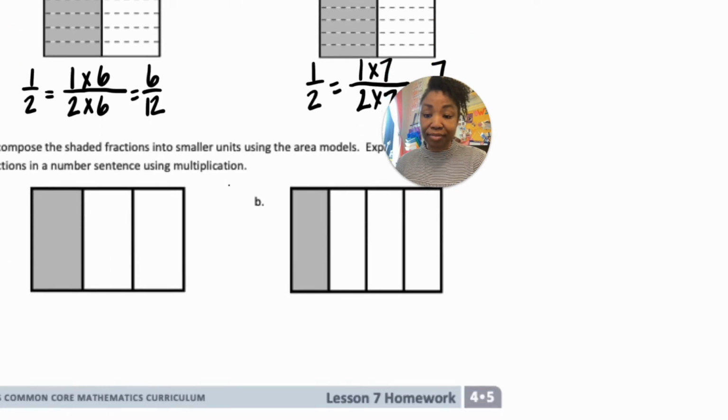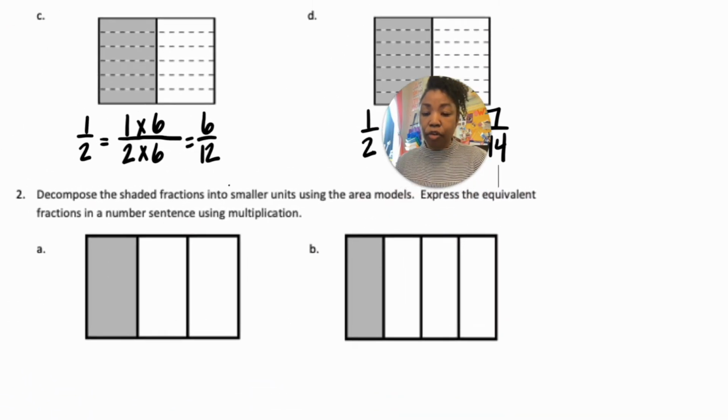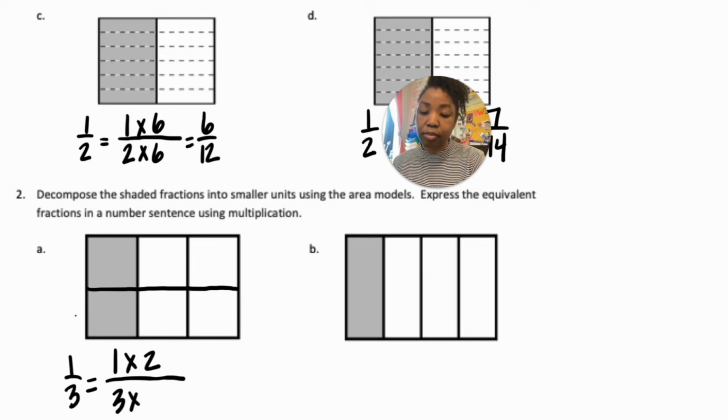Let's move on. Now for number 2, we're going to decompose the shaded units into smaller units using the area model. We're going to express the equivalent fraction in a number sentence using multiplication. So here we get to choose what we decompose into. I'm going to decompose this first one. And what fraction is this? It's 1/3. I'm going to decompose it into 2 rows. So I'm multiplying 1 times 2 and 3 times 2 to get 2/6.